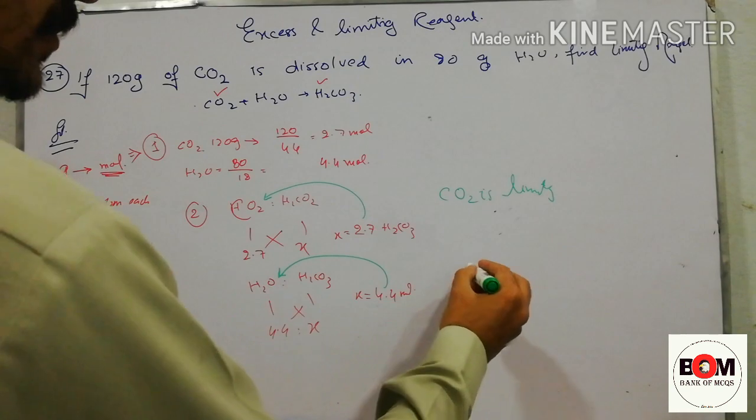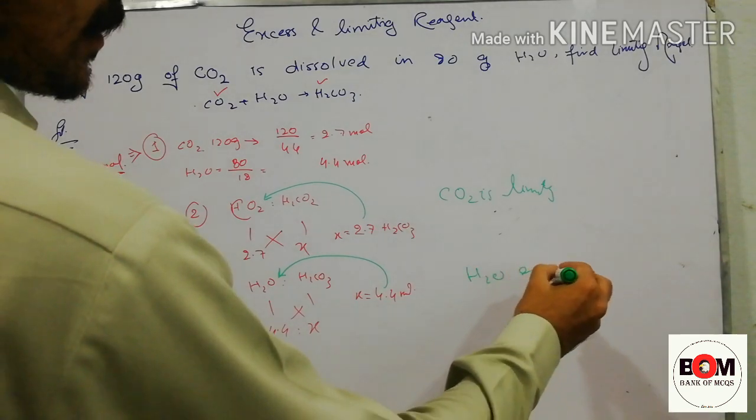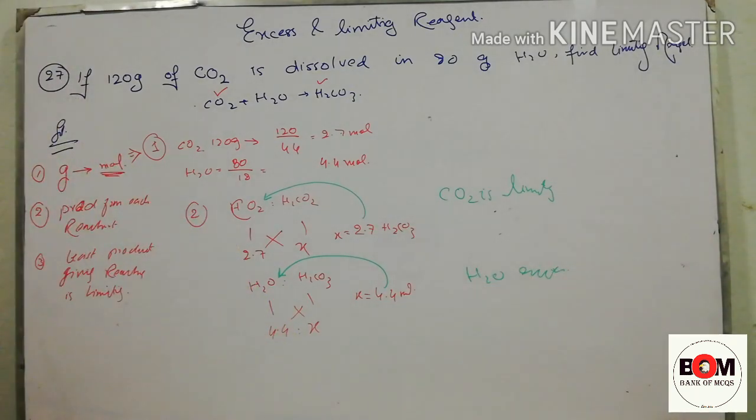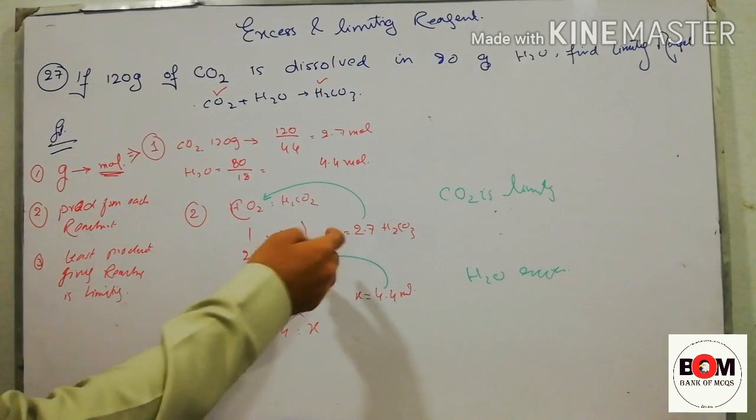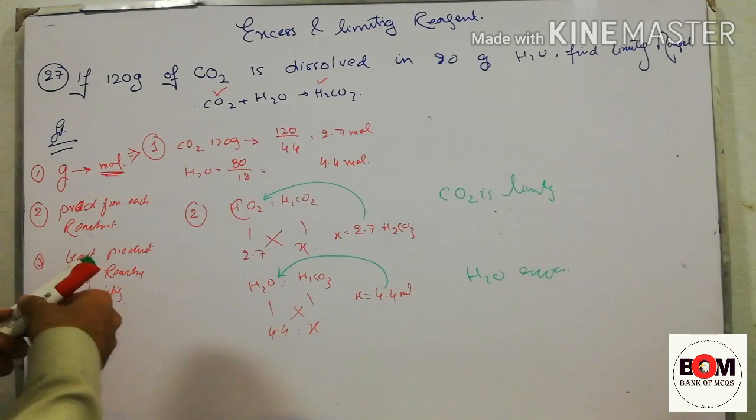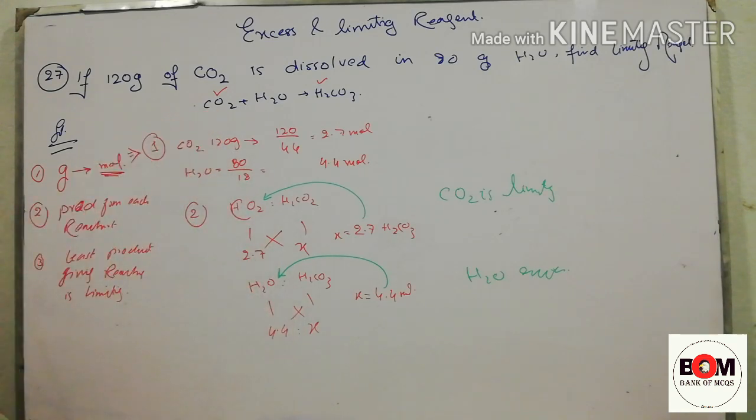And H2O is in excess. So if this moves up, CO2 will be used wholly, and 2.7 moles will react with 2.7 moles of H2O, and the rest will appear as an excess. So, this was the answer.